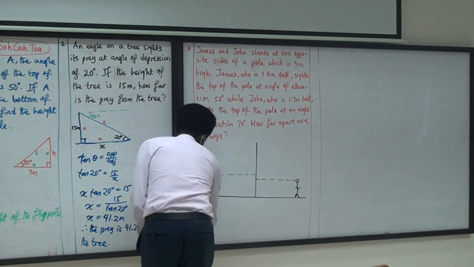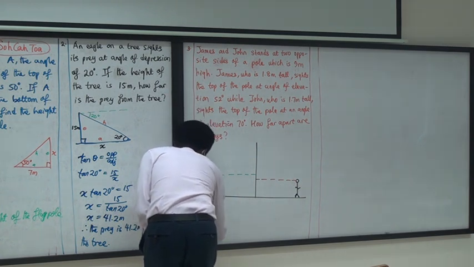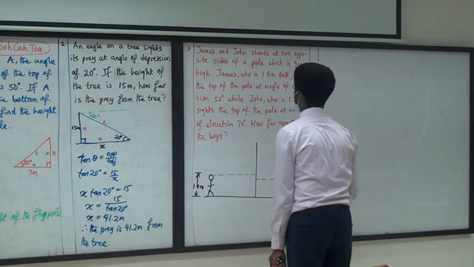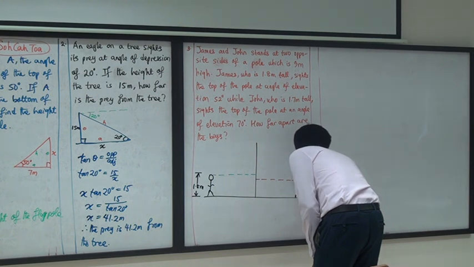So here, you can see 1.8, this height. And John is 1.7 meters. I'm going to change John to 1.6. Sorry.